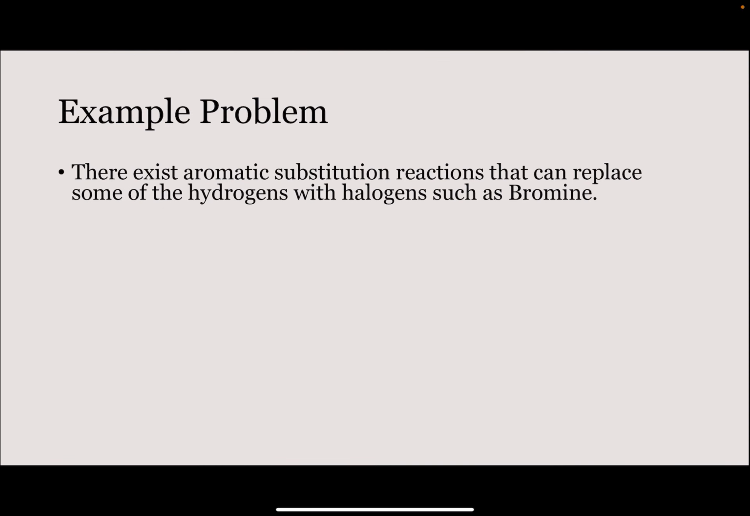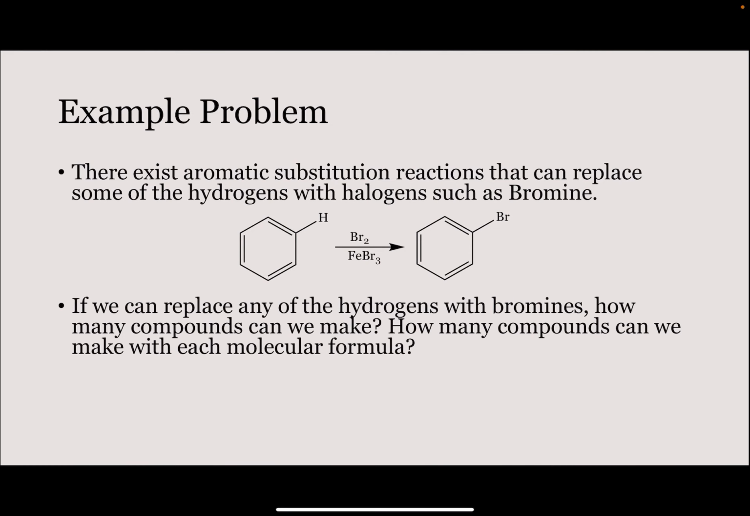Okay, so here is the question. We have some aromatic substitution reactions that replace some of the hydrogens with halogens, such as bromine. Essentially, we take a hydrogen over here and replace it with a bromine. The question is, if we can replace any of the hydrogens with bromines, how many compounds can we make, and how many compounds can we make with each given molecular formula?